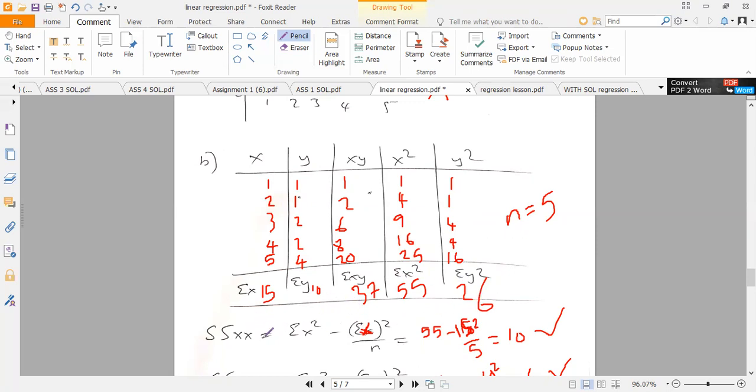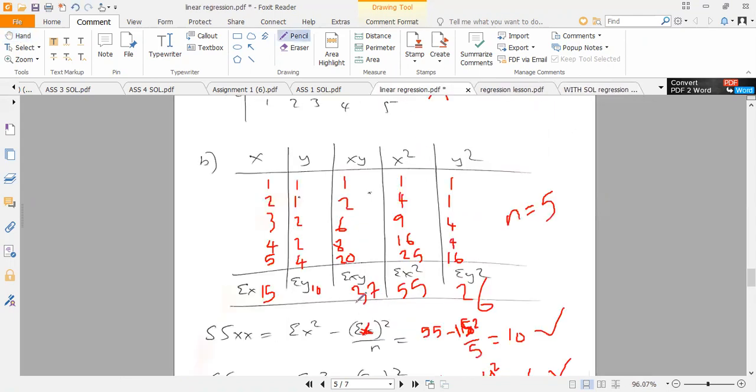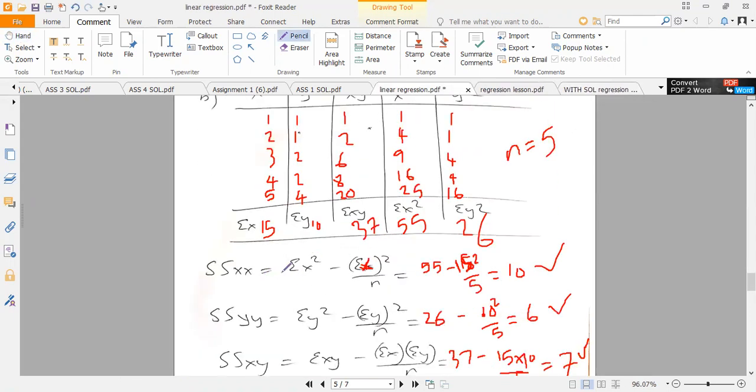So how do we find the sum of xx? Sum of xx is simply found by the following formula: summation of x squared minus summation of x to the power 2 over n. So 55 minus 15 squared over 5, you get 10. Yy is 6, xy is 7.